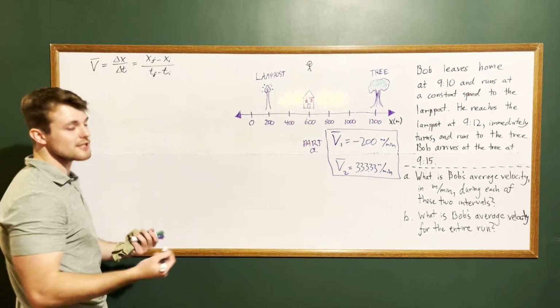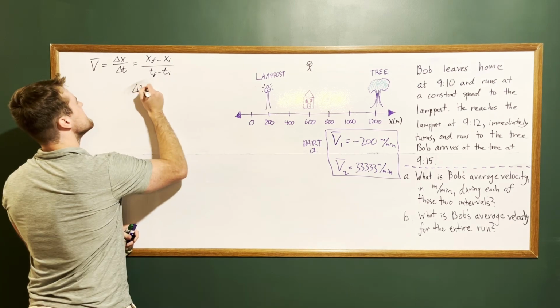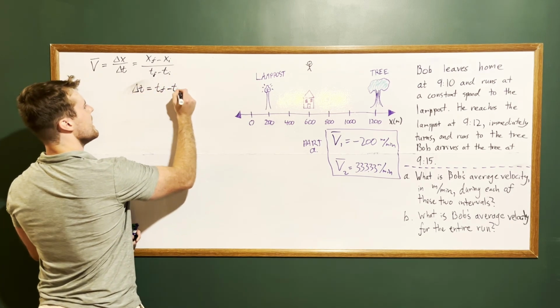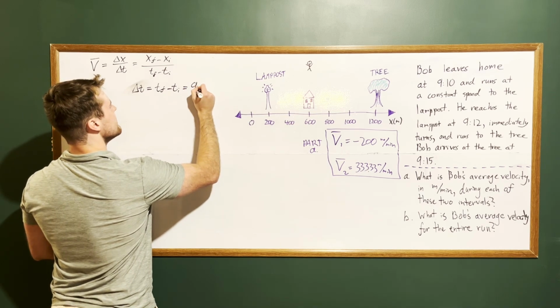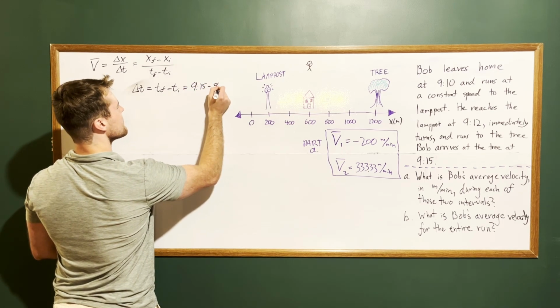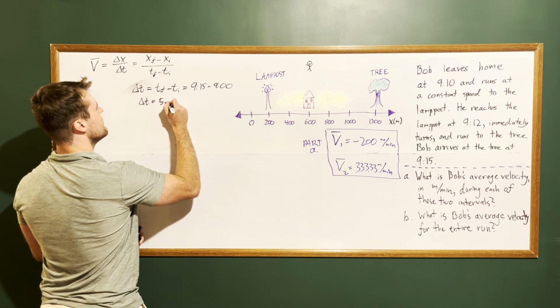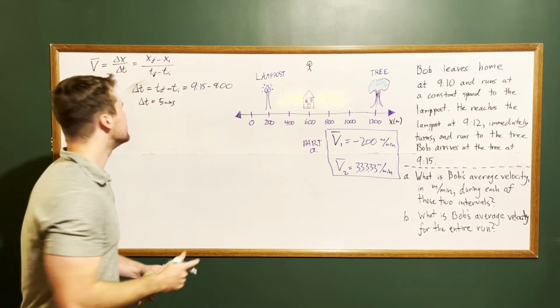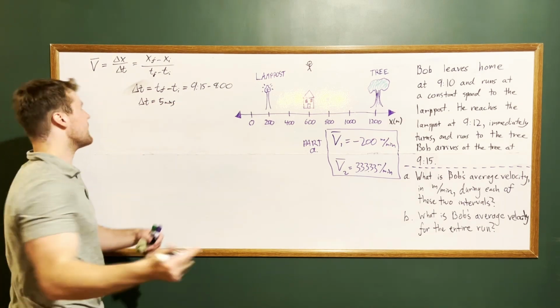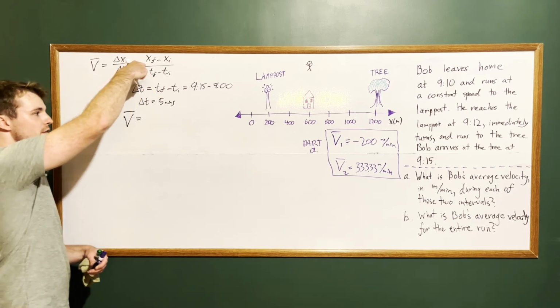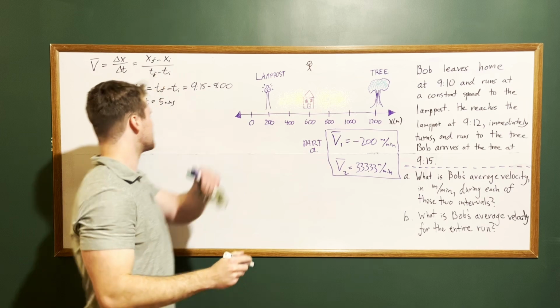Of course, just to be rigorous about this, delta t equals t f minus t i, which equals 9:15 minus 9:10. So of course, delta t is just 5 minutes. Very good. Now, plugging in our other values, we have v bar equals x sub f, so our final displacement, 1,200 meters.